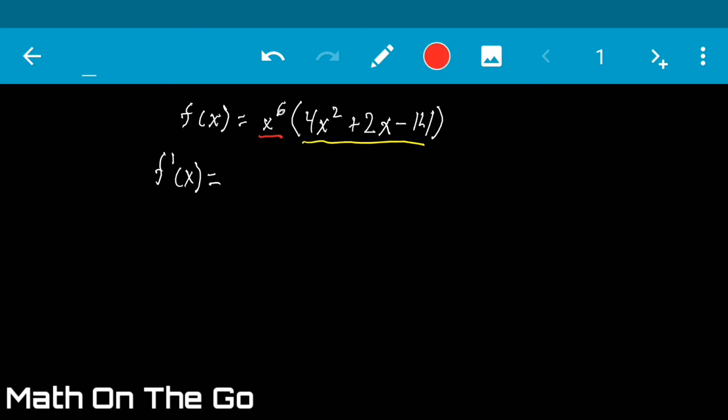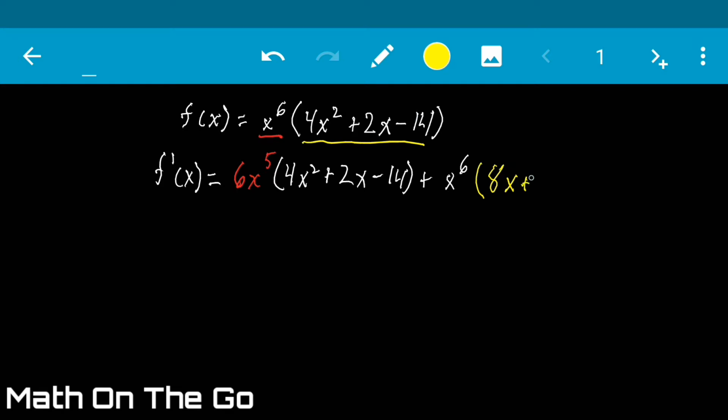equals derivative of our first, which is x to the 6th, becomes 6x to the 5th times the second, which is 4x squared plus 2x minus 14 plus our first, x to the 6th, times our derivative of the second. So that becomes 8x plus 2. And negative 14 is a constant, so that's 0. So it's just 8x plus 2.